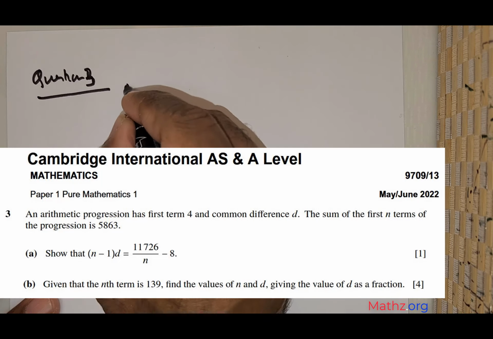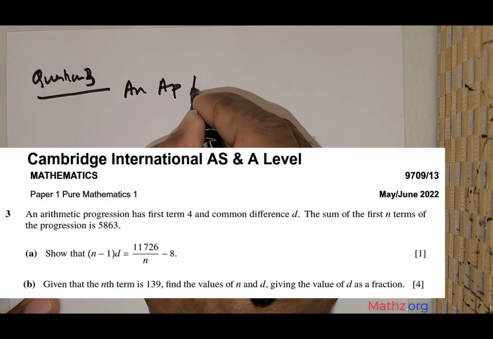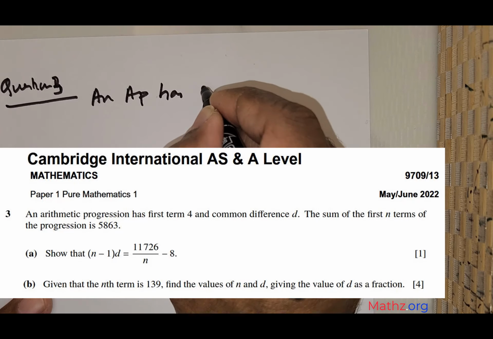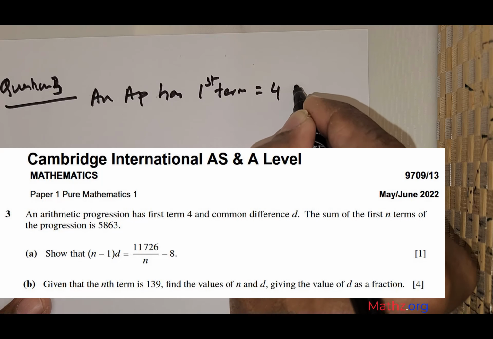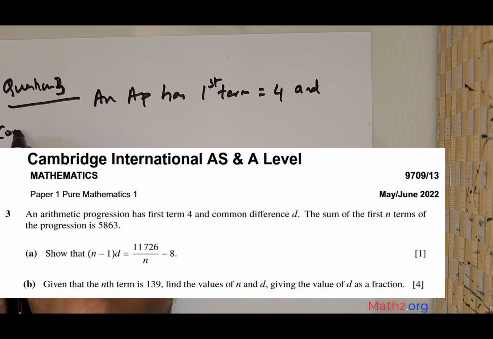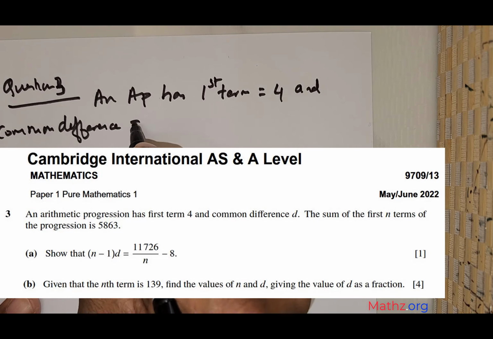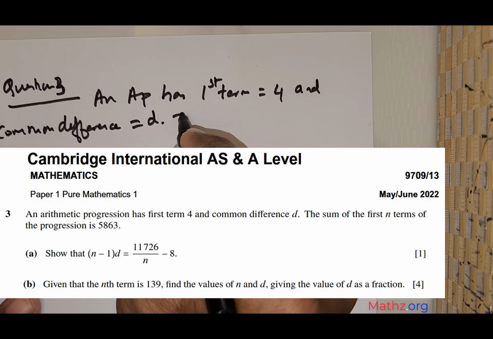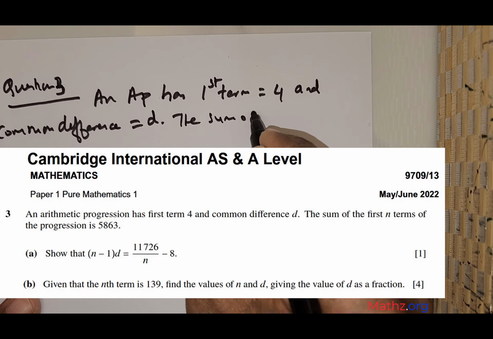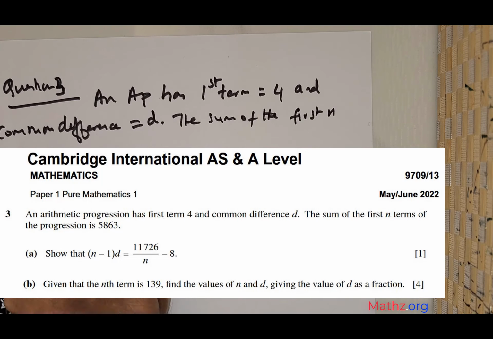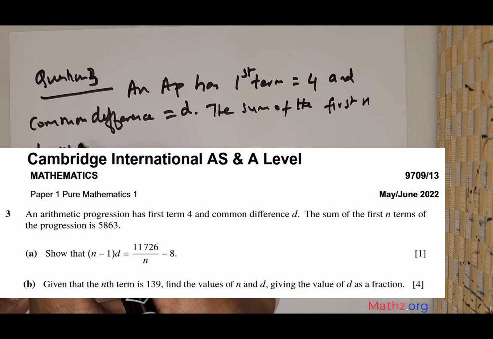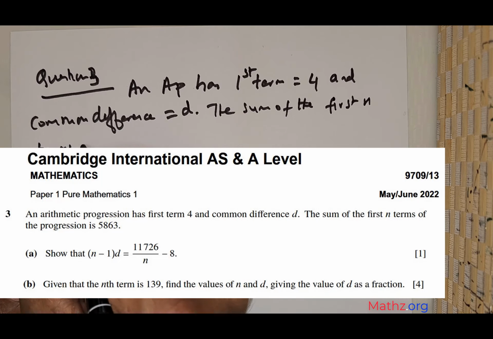The question: an arithmetic progression has first term 4 and common difference D. The sum of the first n terms is given to be 5863.